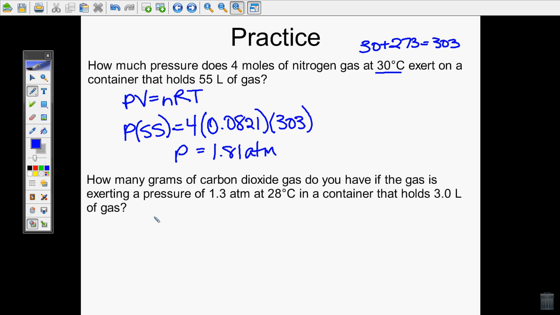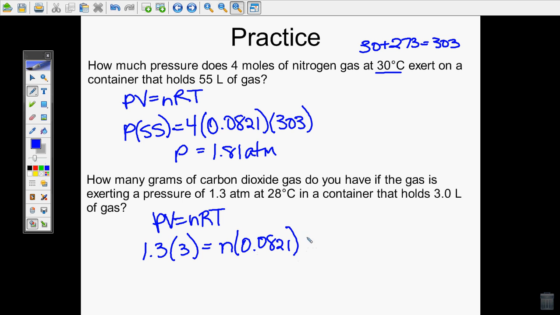Alright, y'all pause it, check your answer. So I'm going to plug it into the ideal gas law. Oh, I do know my pressure. It is 1.3. 3 liters. Oh, I don't know my moles. 0.0821. And my temperature is 301. Alright, algebra gives me 6.3, looks like 7 moles of carbon dioxide.